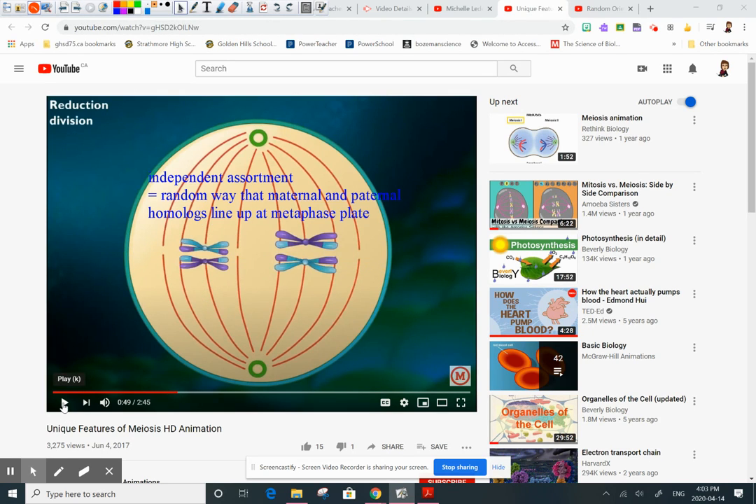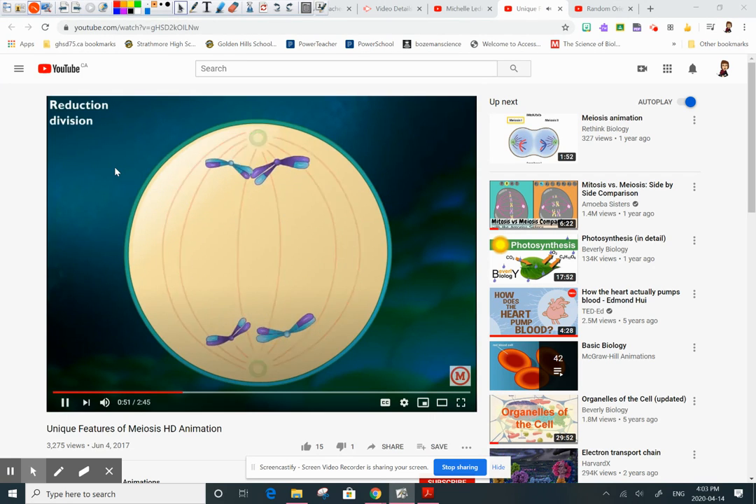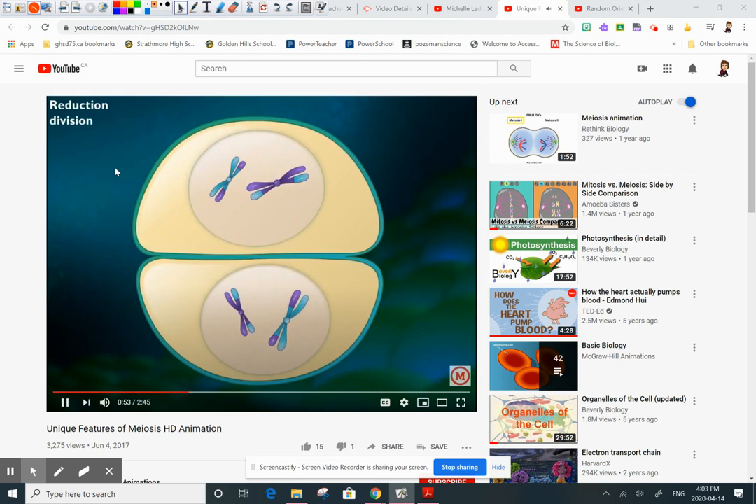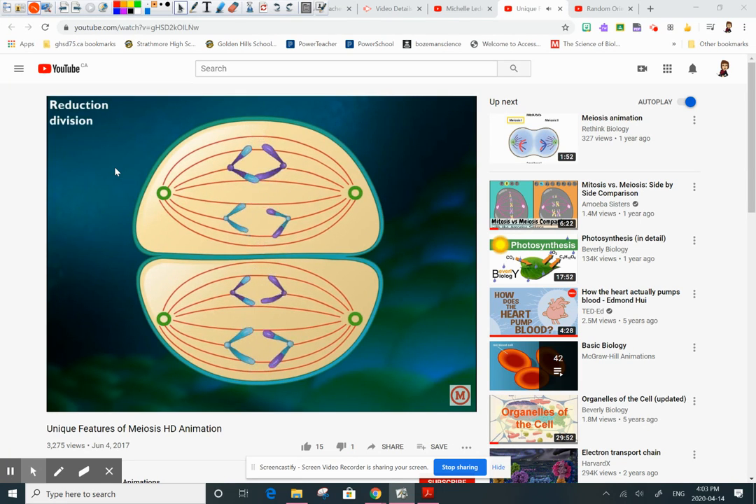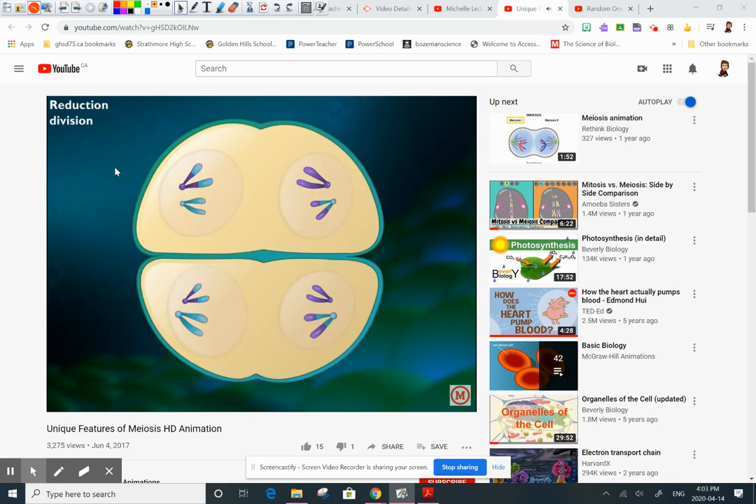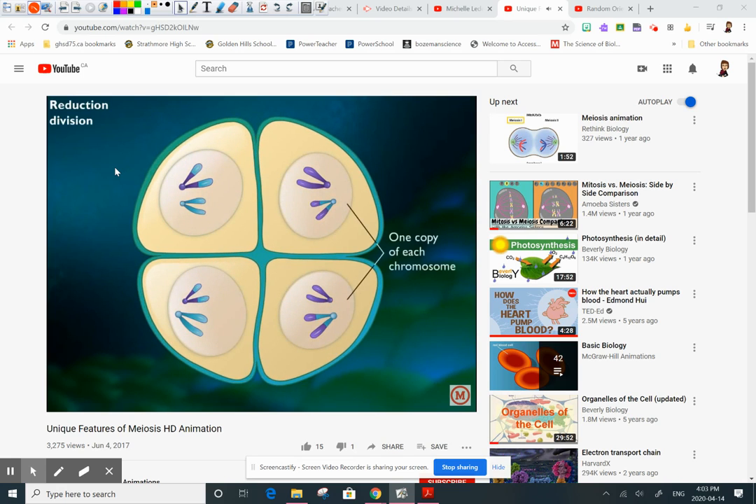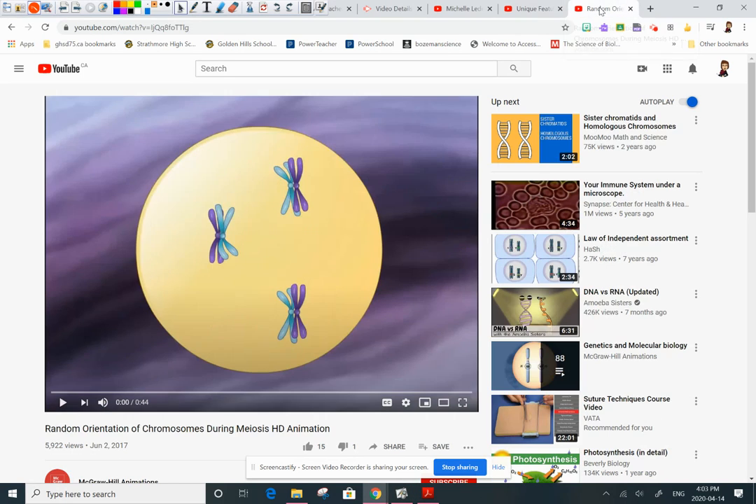Okay, so it's the random way that the maternal and paternal homologs line up at that metaphase plate. Because of the crossing over that occurs during the first division, the sister chromatids in meiosis II are not always identical. Omitting a chromosome duplication before meiosis II produces haploid gametes. Okay, so again, we're producing haploid gametes, and he talked there again about the fact that in the interphase between meiosis 1 and 2, there is no DNA replication.